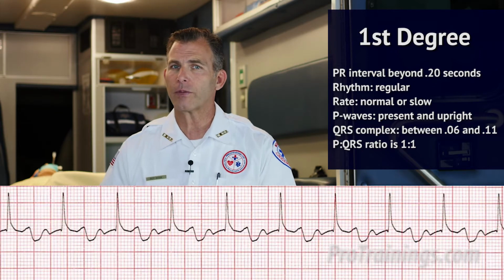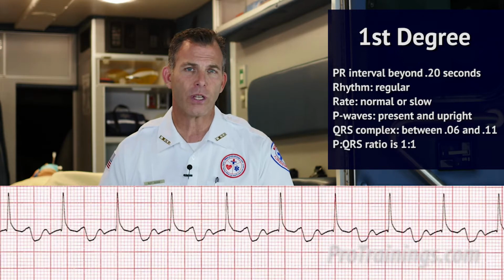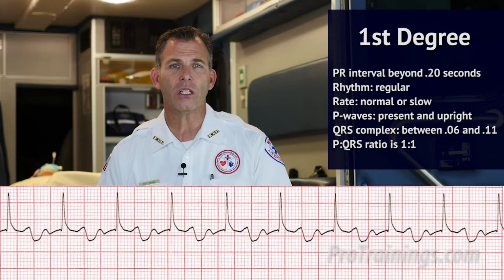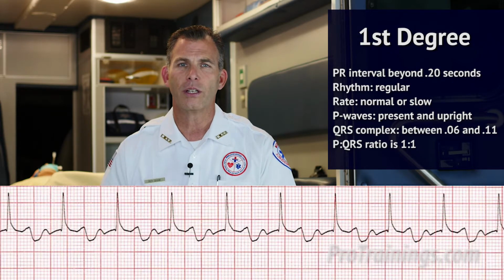P waves are present and upright with a P to R interval greater than 0.20 seconds. The QRS complex is between 0.06 and 0.11 seconds, and the P wave to QRS ratio is 1:1. There is usually minimal clinical significance with this form of heart block.